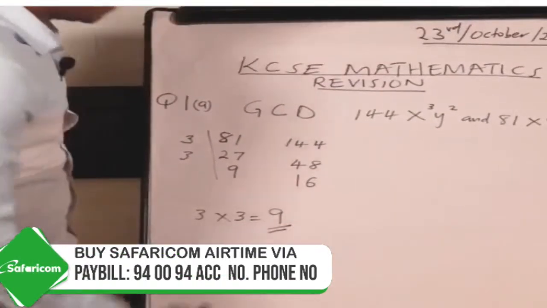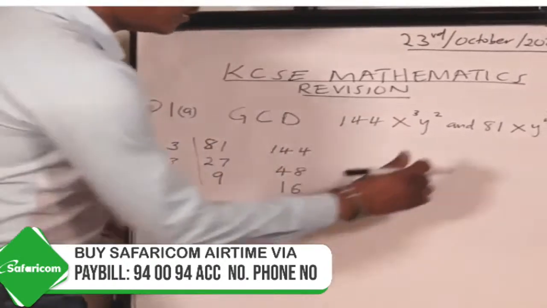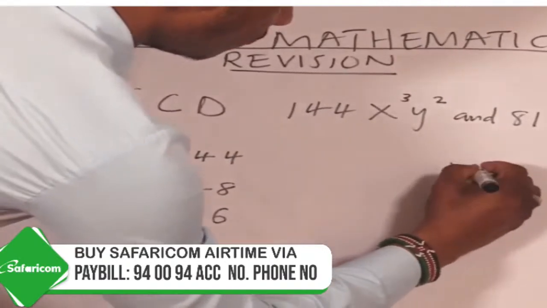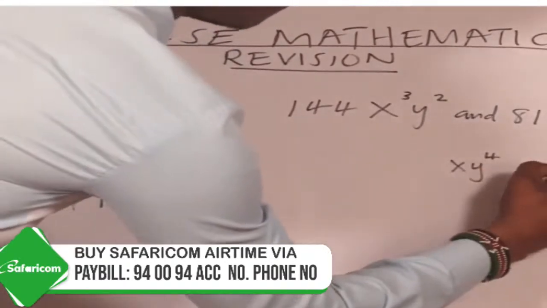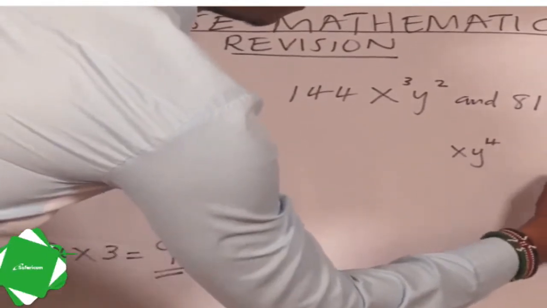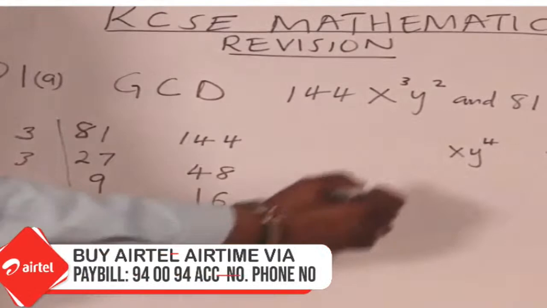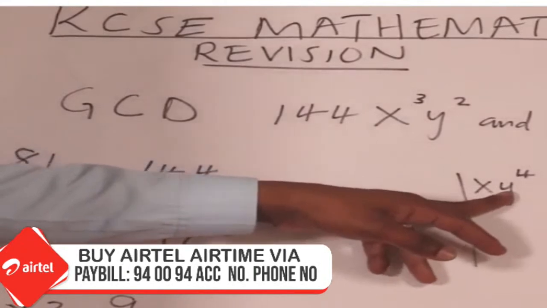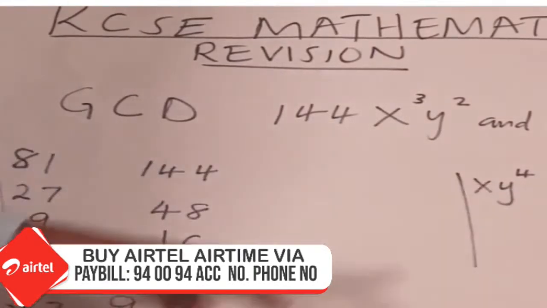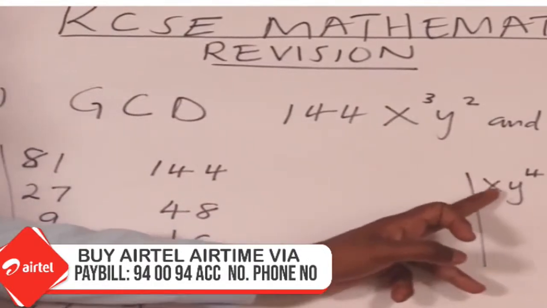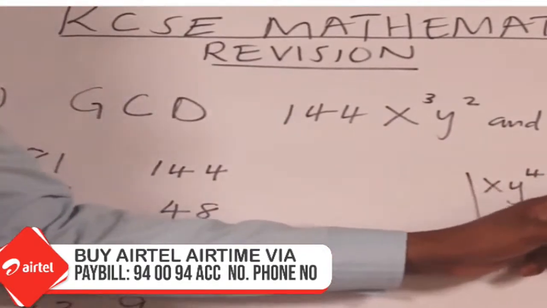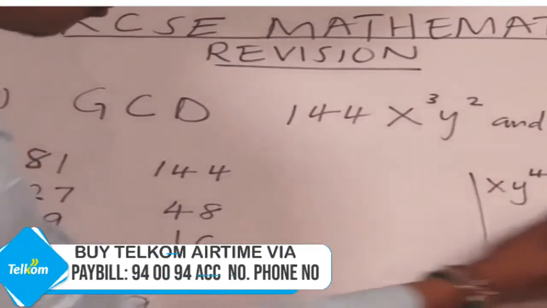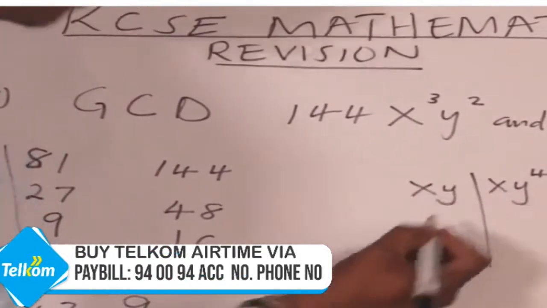That's done there. Then remember, we have x cubed y squared and xy raised to power 4. These are letters. We have x and y, and we have x and y. So we want to look for a letter that can go into both xy raised to power 4 and x cubed y squared without a remainder. Because xy is common to both, our first letters are x and y.